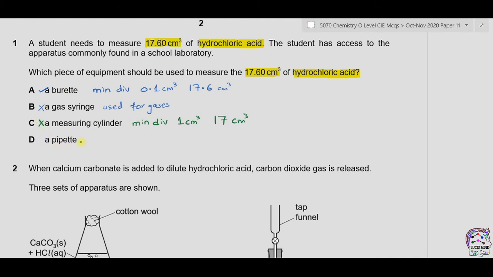D is a pipette. Now a pipette is also a very accurate instrument, but it is used to measure fixed volumes, such as the student can measure 20.0 cm3 or 25.0 cm3. So D is also wrong. The correct option is therefore A.